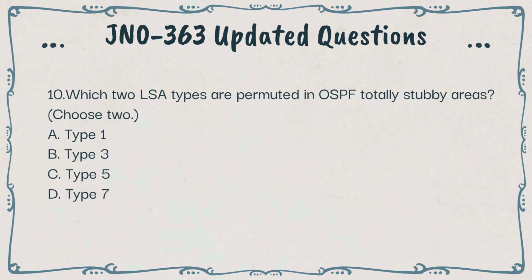10. Which two LSA types are permitted in OSPF totally stubby areas? Choose 2. A. Type 1, B. Type 3, C. Type 5, D. Type 7.